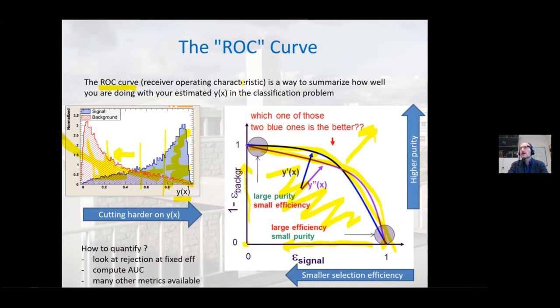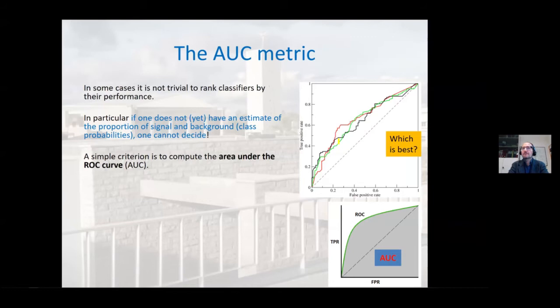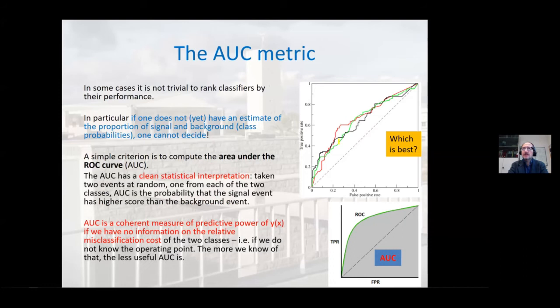But this is a general criterion, but if you really want to have the maximum signal efficiency at a certain value of background efficiency, then you don't need the area under the curve. You just need these two points here to decide. So it is not trivial, in fact, to decide which classifier is best if you have a choice of several ones. So the area under the curve is just one of the criteria. The area under the curve has a nice statistical interpretation also, because if you take two events at random from the signal and from the background, the area under the ROC curve is actually the probability that the signal event has a higher score than the background event.